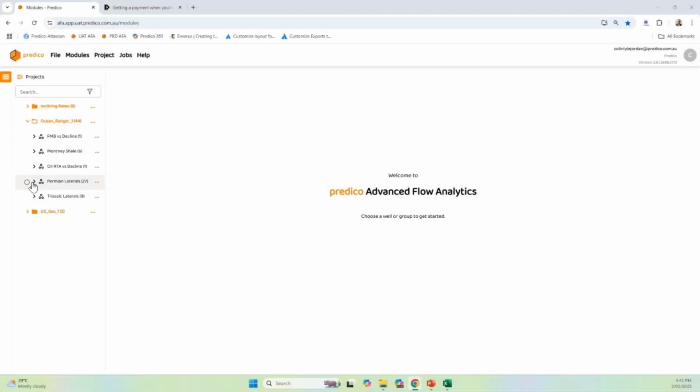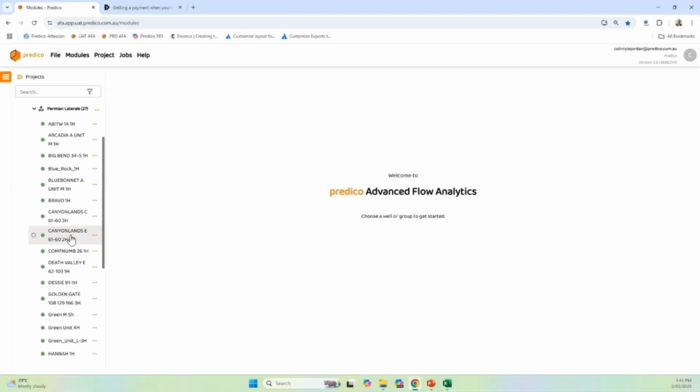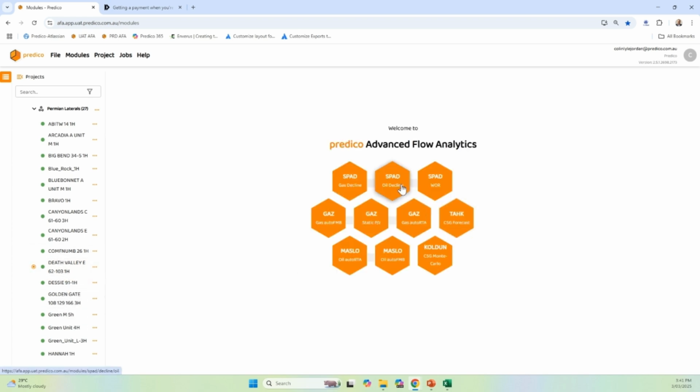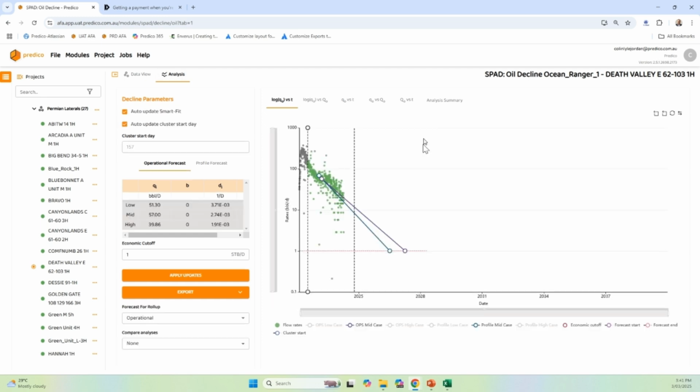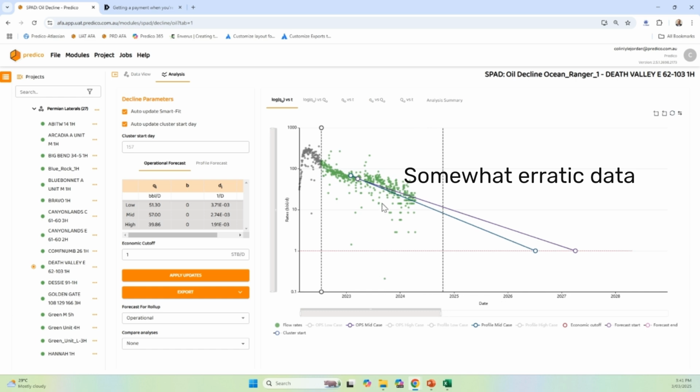Hello. In our third example, we're going to look at a well called Death Valley E. And we'll start off with decline as usual, and we see our production data, rates and pressures, and we see an analysis. Now if we zoom in a bit here, we do see rates sort of flattening out halfway, a fair amount of scatter here and decline again.